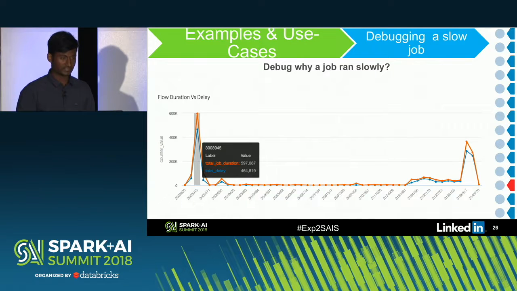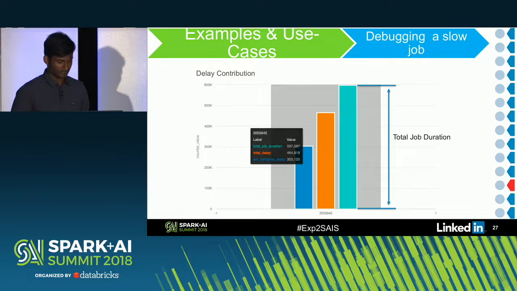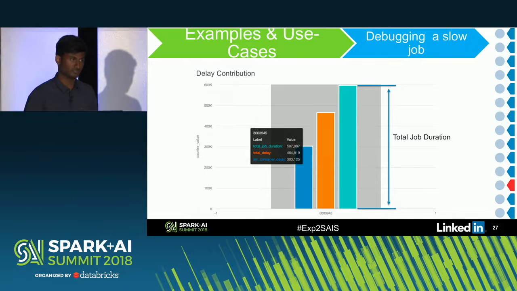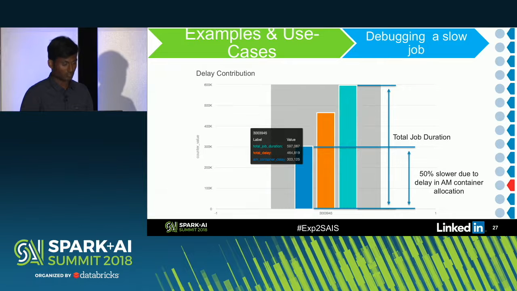So what I do is I select that specific execution, and this is what it looks like. I have plotted one more metric here. On the rightmost side, you see the total duration of the job. The orange is the total delay in it, and the blue one is a new metric that I added, which is the AM container delay. The AM container delay is essentially the delay in the application master container getting allocated from the time the job was submitted to the cluster. So here you see that out of the total duration of the job, almost 50% of the time was spent just waiting for the application master to be allocated. So this is giving you that insight on why your job ran slow.